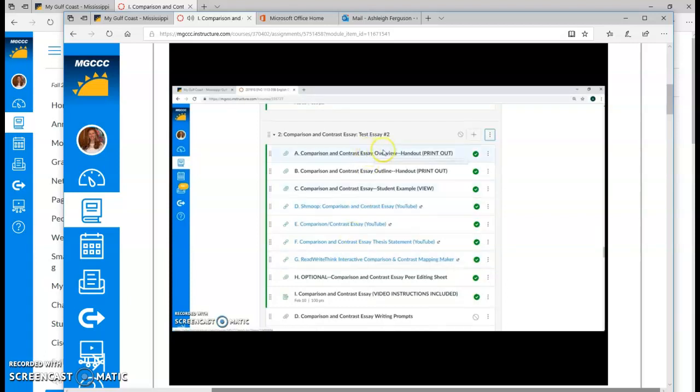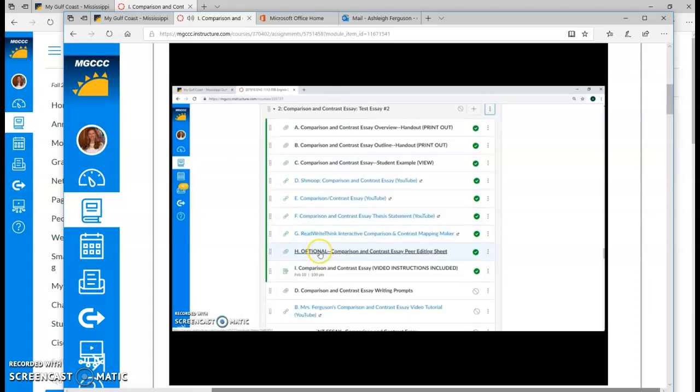Definitely print out my overview of the assignment, okay, because it does overview the topics as well as the structure. Also, you may want to print out the outline to map out your thoughts, or use the online one I mentioned. And also view the student example, because that's my student. He wrote that essay. It gives you a guide of what I'm expecting. Now, I've provided other videos for you, but don't feel like you have to watch them, though they'll be beneficial to you. And you also have an optional assignment for this particular essay.